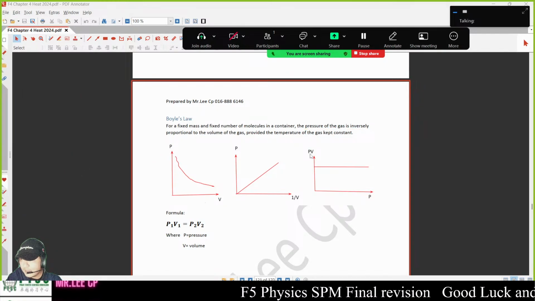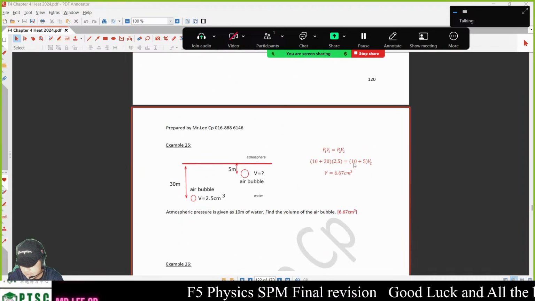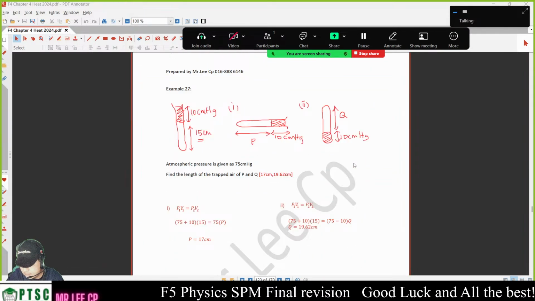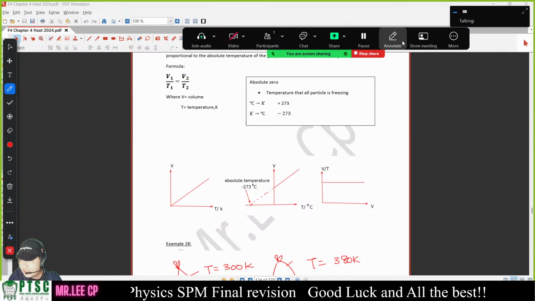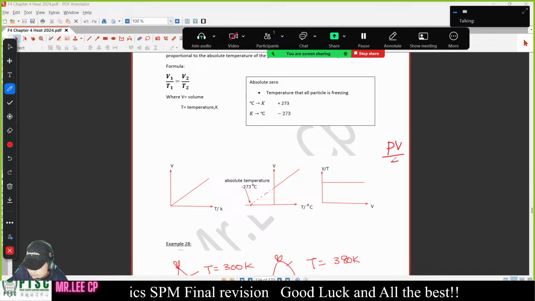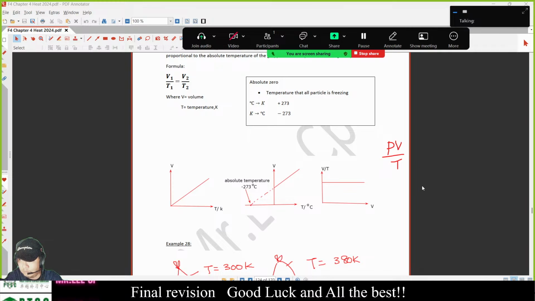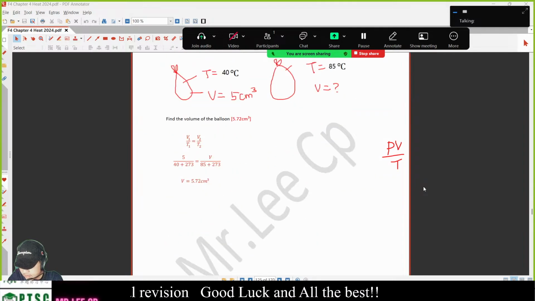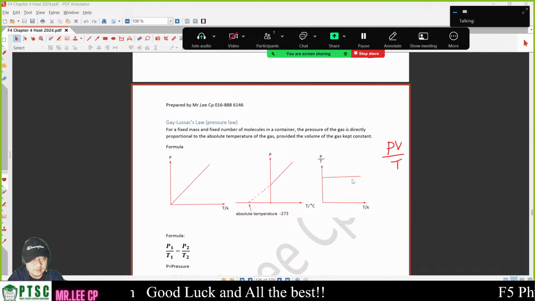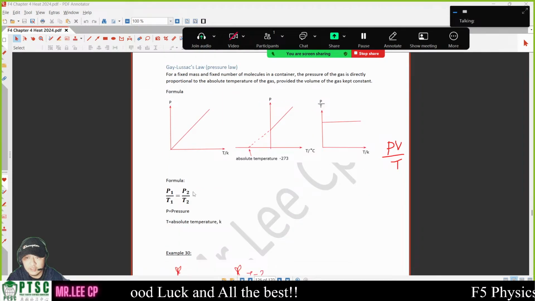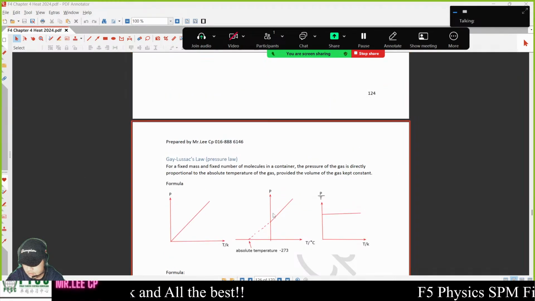What does that mean? You see PV over T is constant. Here, PV over T. Now V over T is constant, and P over T is constant. That's all. Then we try to find some questions and how to answer them.